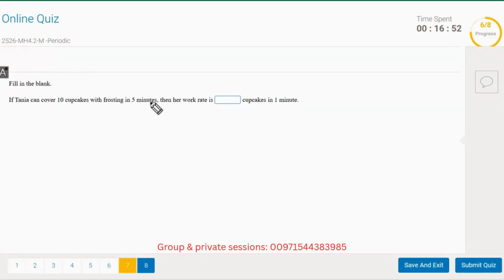If Tanya can cover 10 cupcakes with frosting in 5 minutes, then her work rate is dash cupcakes in 1 minute. Okay, let's do that. So what are they asking for here? Her work rate in number of cupcakes in 1 minute. So what are we doing here? Automatically in your head, after all this explanation, it should go off that you're supposed to divide 10 cupcakes into parts of 1 minute. Because remember the 5 minutes, we want to change that to 1 minute.